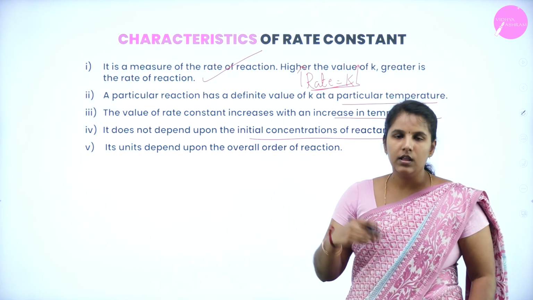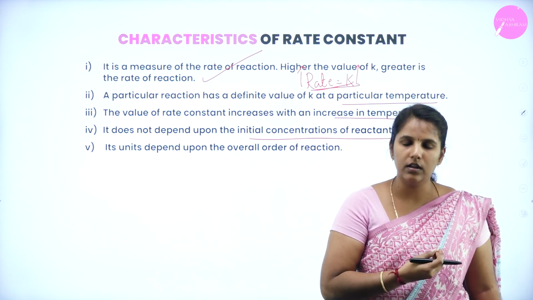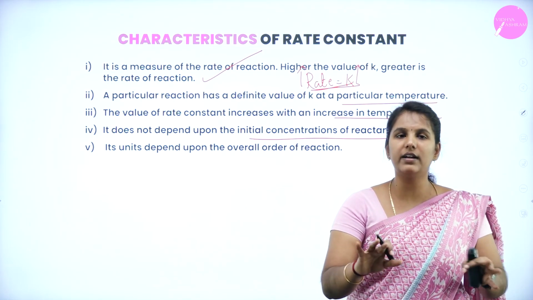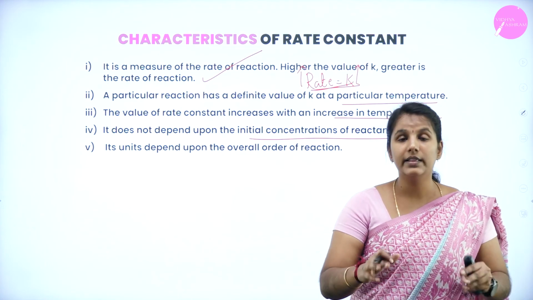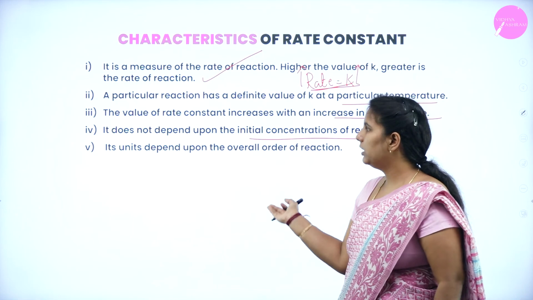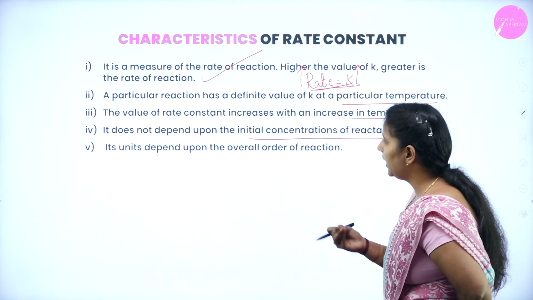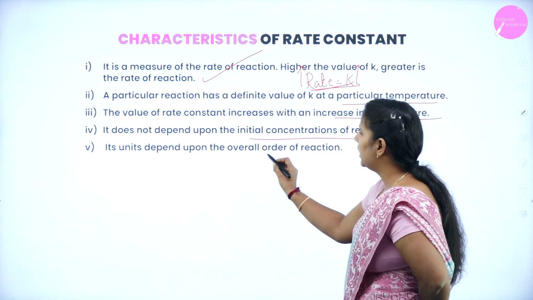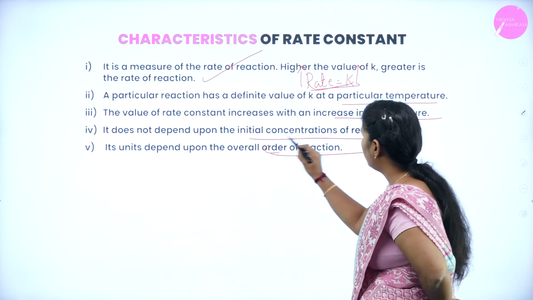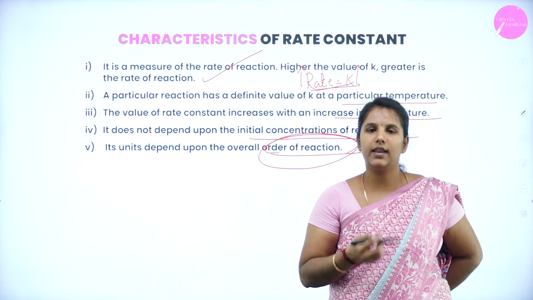As the temperature increases, the rate constant also increases, and it does not depend upon the initial concentration of the reactant. Suppose at time 0, the concentration of the reactant is 10. It does not depend upon the initial concentration of the reactant. Its units depend upon the overall order of the reaction. More about the order of the reaction, we are going to understand in the next session.